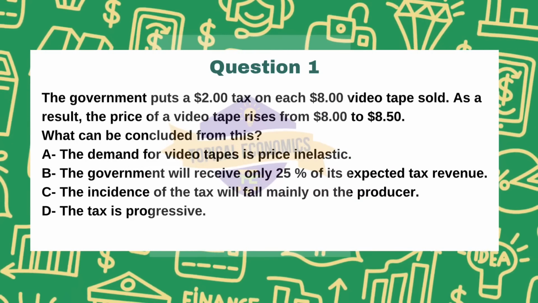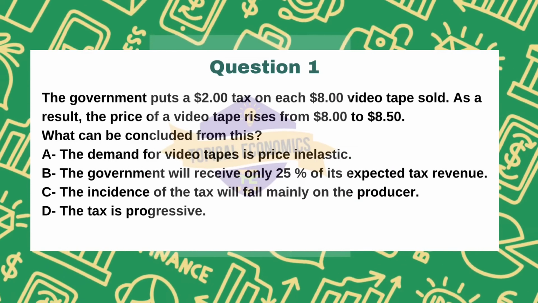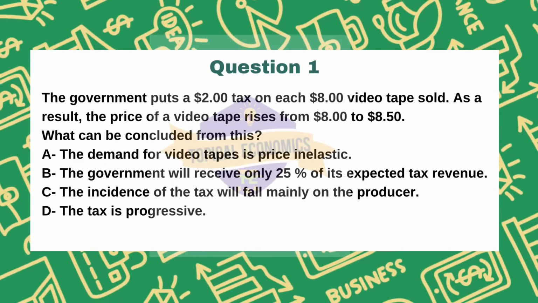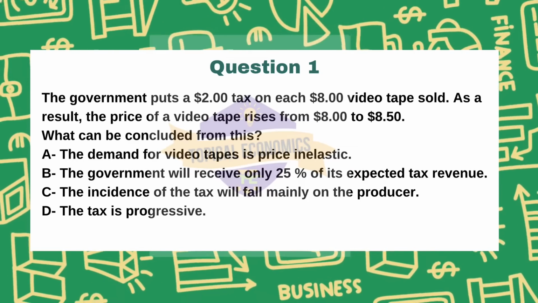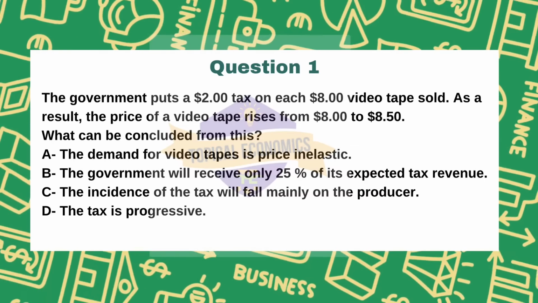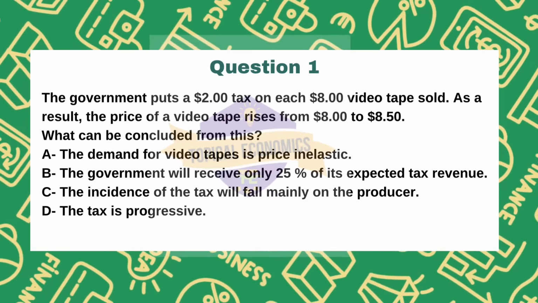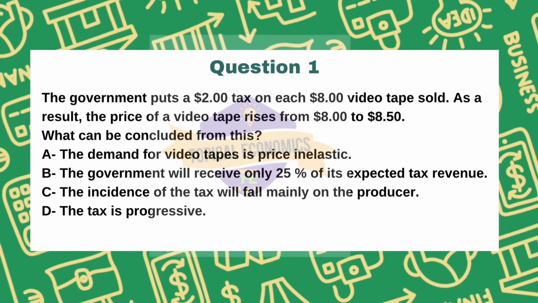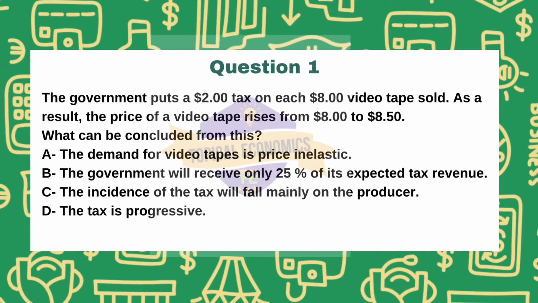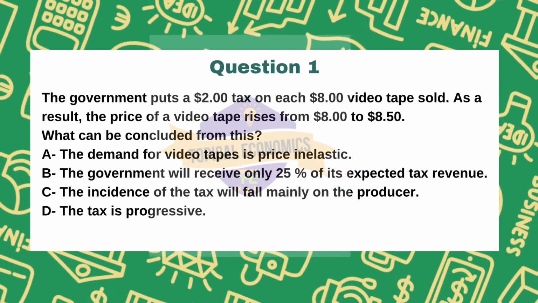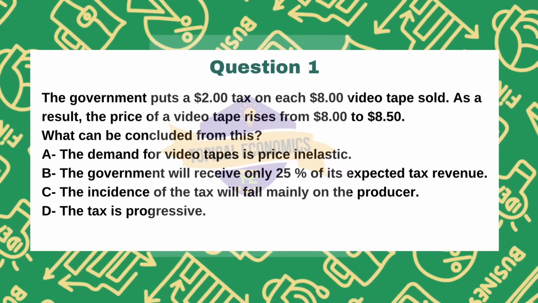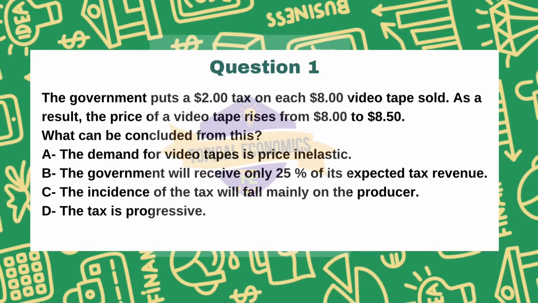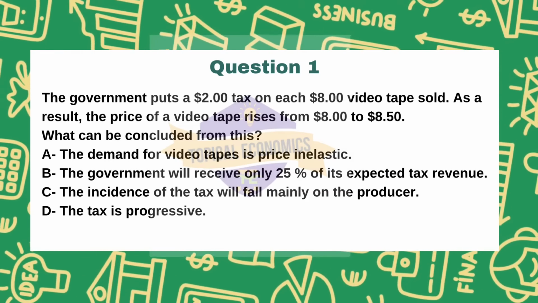Starting with the first question. The government puts a $2 tax on each $8 videotape sold. As a result, the price of a videotape rises from $8 to $8.50. What can be concluded from this? A. The demand for videotapes is price inelastic. B. The government will receive only 25% of its expected tax revenue. C. The incidence of the tax will fall mainly on the producer. D. The tax is progressive.